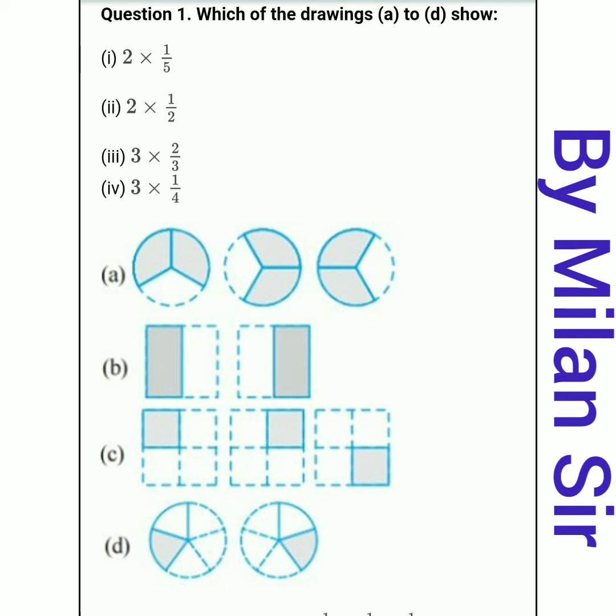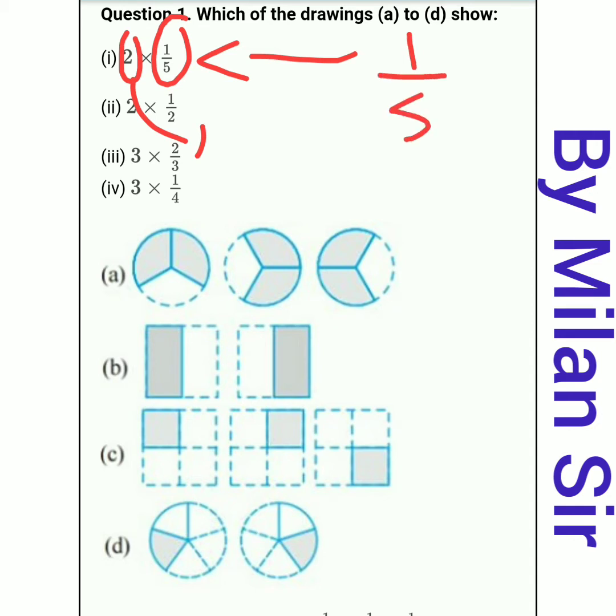So our first question is 2 multiply 1 by 5. That means this is a fraction and here it is an integer. The integer shows the number of figures, right? Here 2 is there, so the number of figures is equal to 2. And this fraction shows that in one figure, out of 5 parts, 1 part is shaded. What is the meaning of 1 by 5?